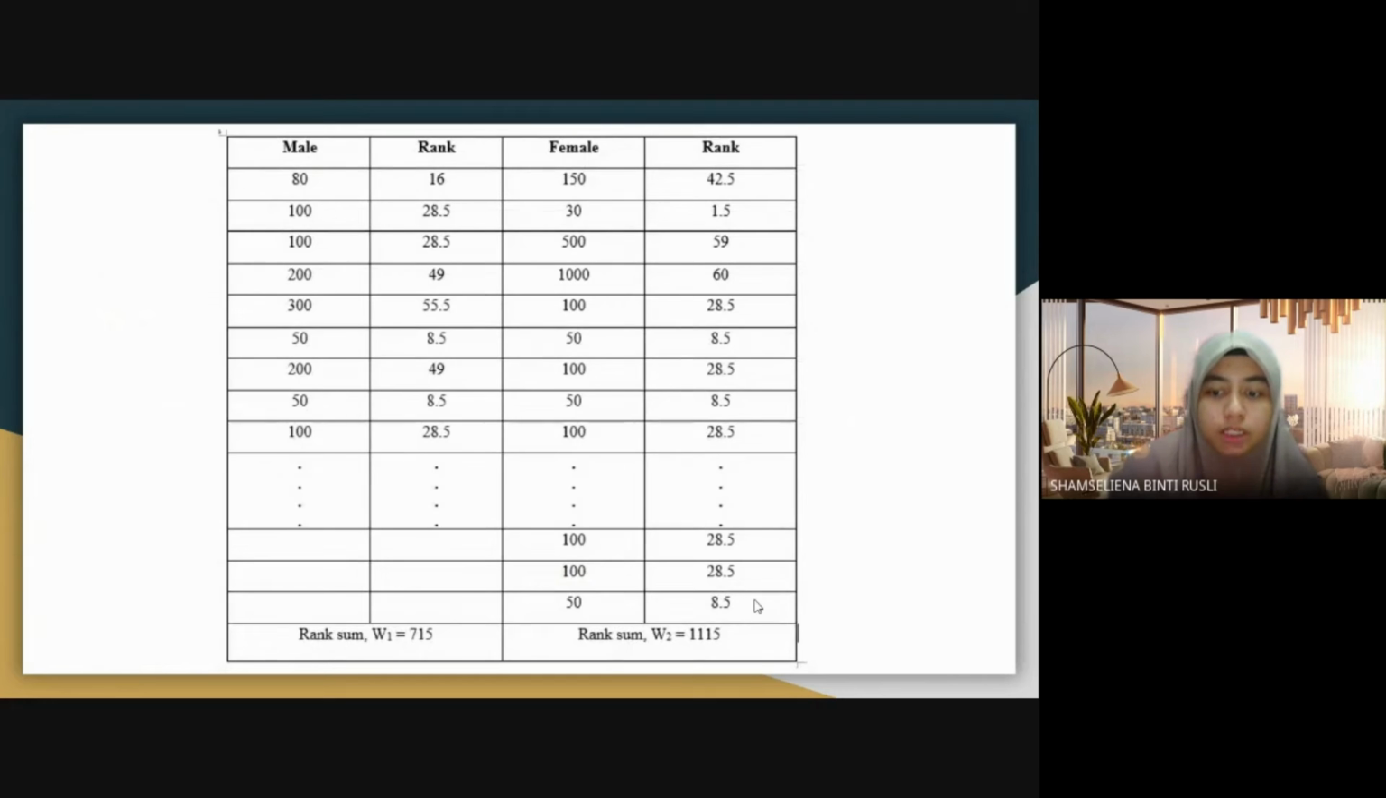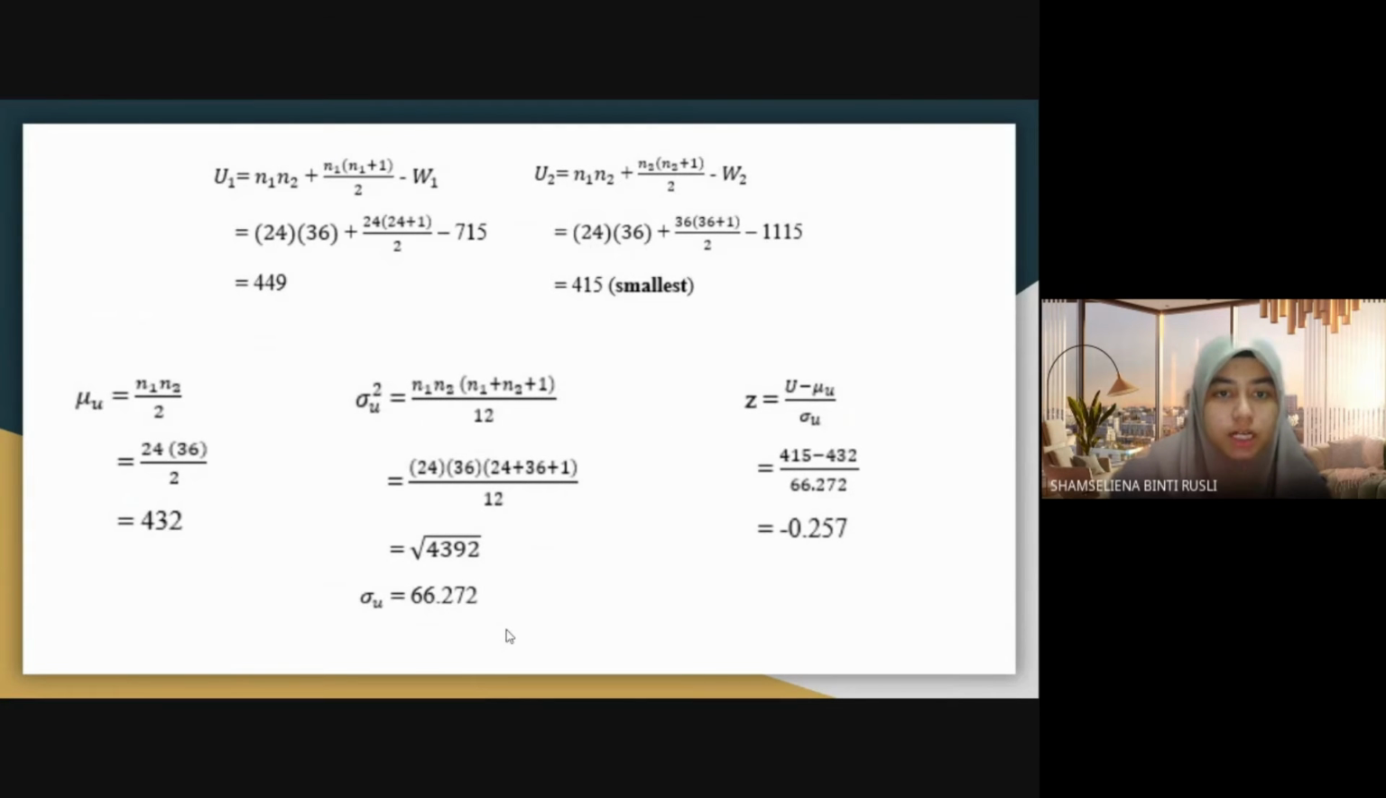Okay, this is the table for the test statistic, because we want to determine rank sum between male and female student. For the next calculation, we calculate the U1 and U2. We substitute the value in the formula, and as we can see, U2 got the smallest value, which is 415. Next, we calculate mu U, and we got 432.